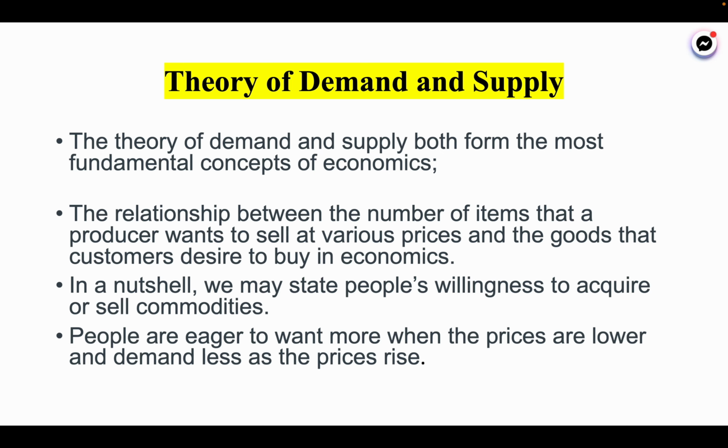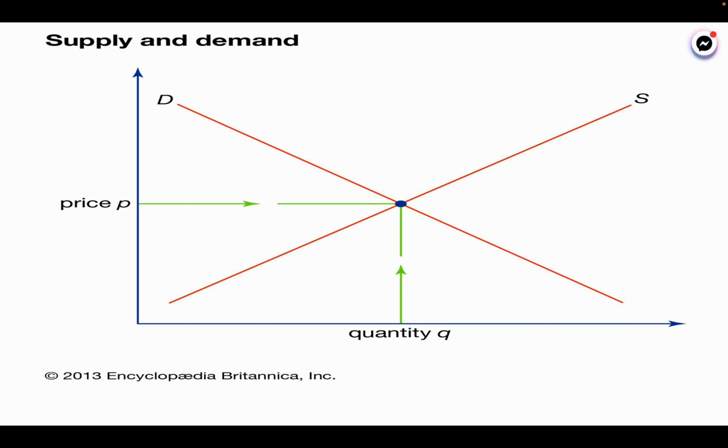So people are eager to want more when the prices are lower and the demand is less as the price rises. So in simple words, when the price gets higher, the demand gets lower, and when the price goes lower, demand goes higher, as we all buy those products which have lower prices. So here in the demand and supply graph I am showing you, once the price goes higher, the quantity of sale goes lower. So this is how it works.